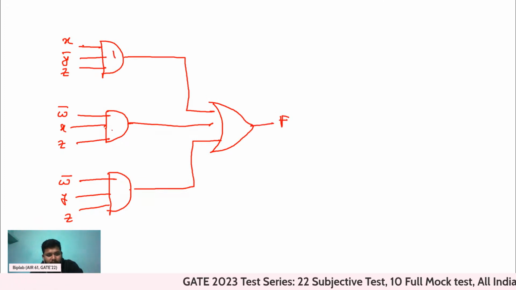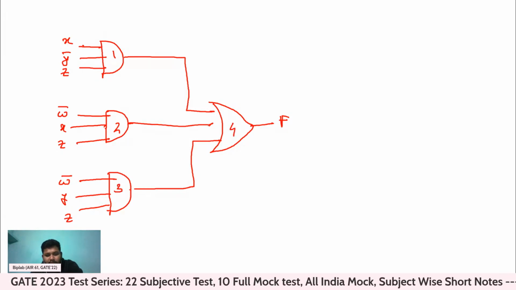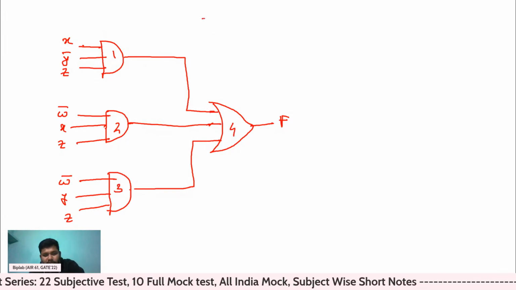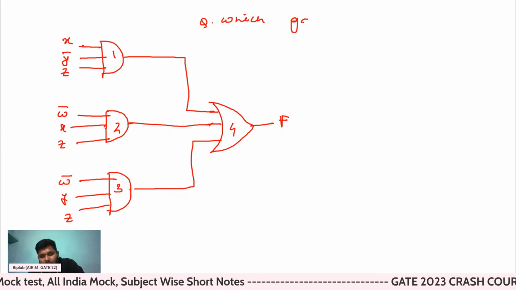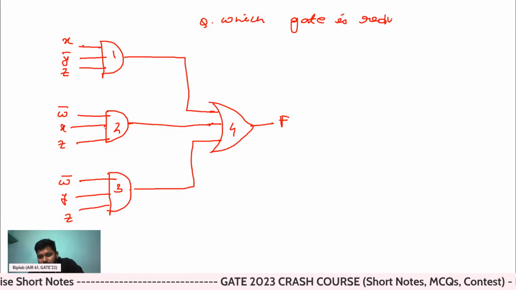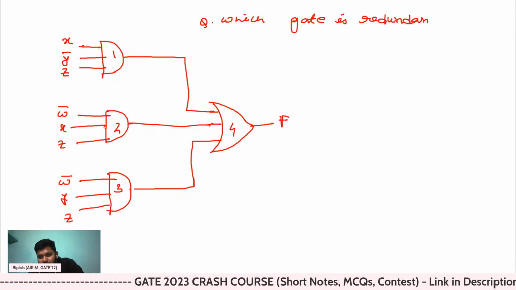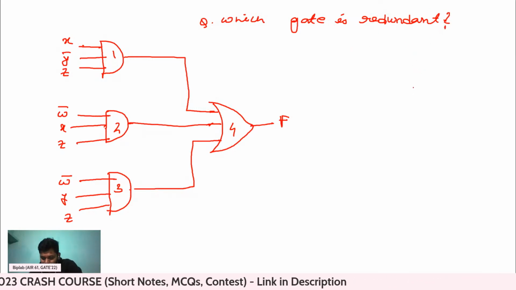You are given with gate numbers. You have to identify which gate is redundant. So the question is, which gate is redundant? Okay, that you have to identify.